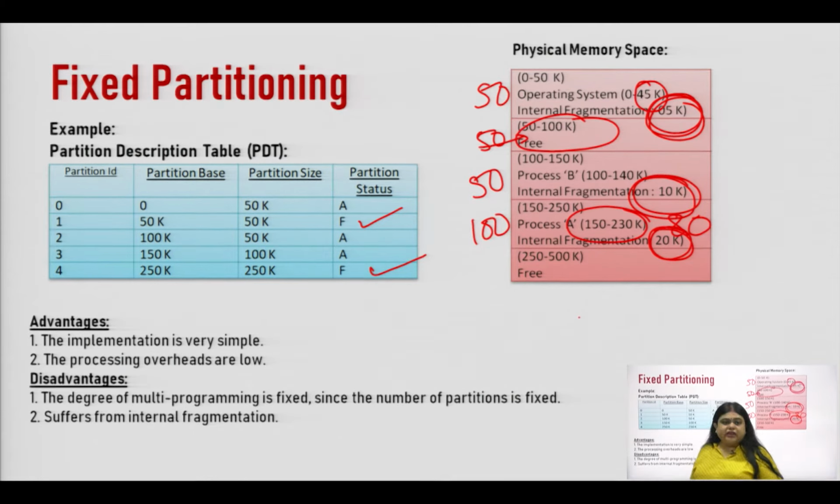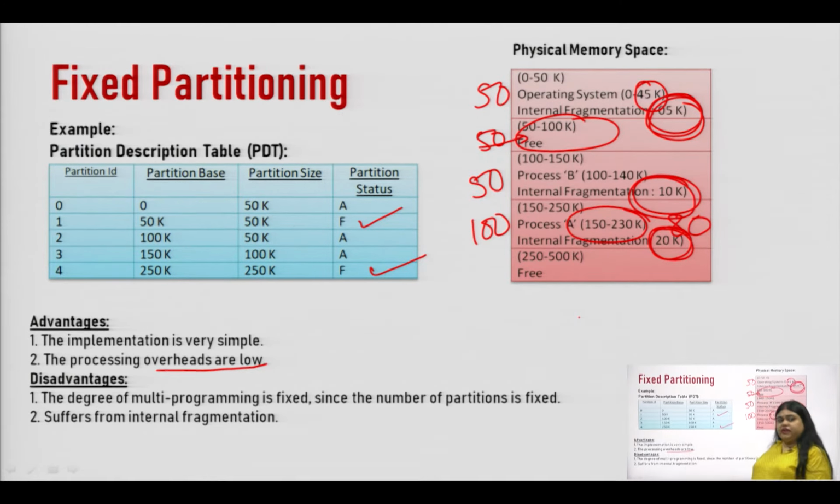Now, what are the advantages? The advantage of fixed partitioning is that the implementation is very simple. Obviously, you can see it is a straightforward implementation. Whenever a process comes, a particular partition which can satisfy its requirement is allocated to that process. Next, the process overheads are low. We are not going for multiple searches and search overhead. So, the overheads are not there in the fixed partitioning technique.